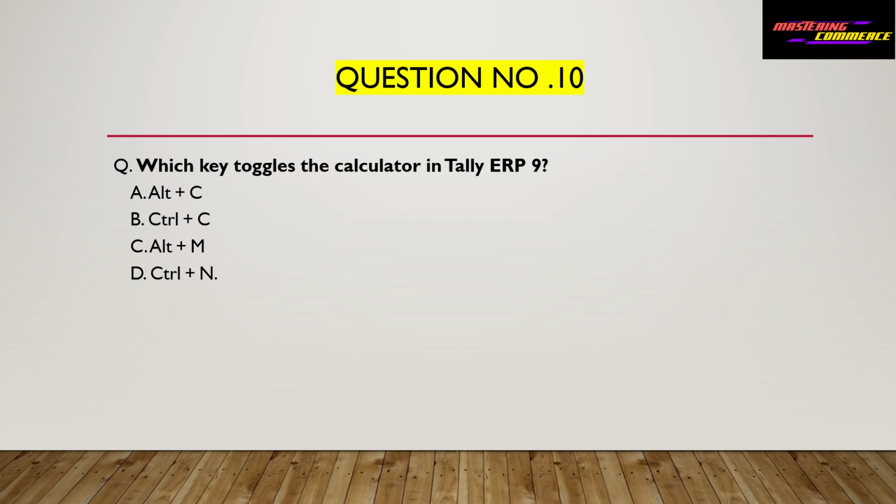Next question is, which key toggles the calculator in Tally ERP9? So the options are Alt C, Control C, Alt M, or Control N. So here the calculator is used with Control plus N.